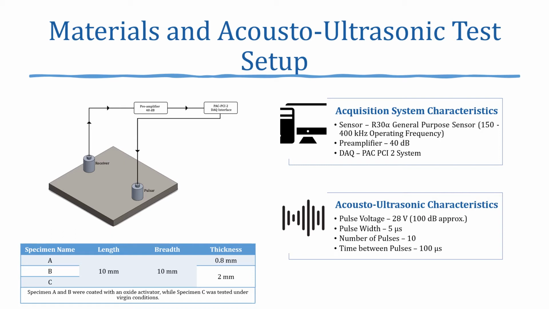For the acousto-ultrasonics, we generated the stress wave by a burst voltage of 28 volts and a width of 5 microseconds, allowing it to propagate through these specimens. The propagated waves were recorded by a piezoelectric general purpose sensor with an operating frequency of 150 to 400 kHz. The recorded signals were amplified by 40 decibels before being analyzed using the PAC PCI-2 data acquisition system.